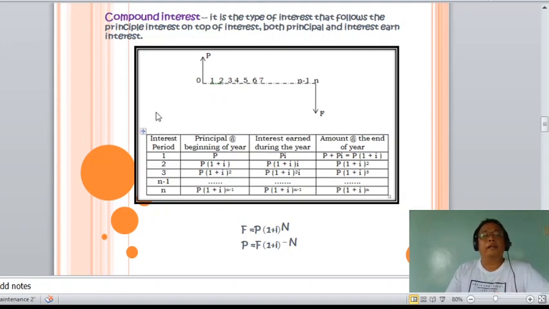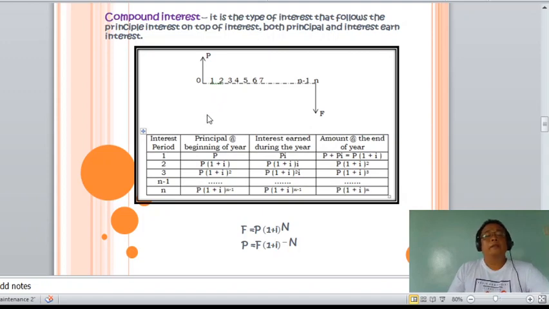Okay, so that is why the future amount at the end of the second year is now equal to P multiplied by 1 plus I raised to 2. Okay? So take note, this is the end of the second year. The exponent here is now 2.